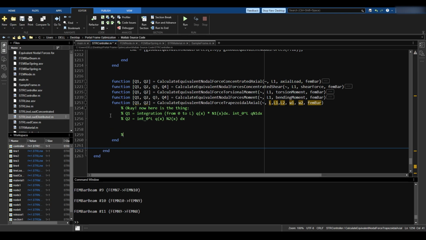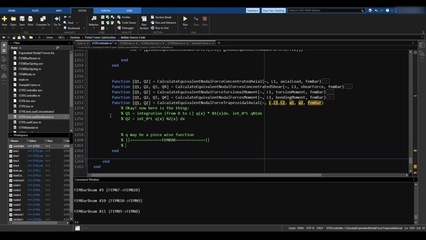The problem here is that Q may be a piecewise function. Why? Because this is the fembar. It starts here, fembar, and ends here. Now, I could have a load that doesn't necessarily start here. So here, no load. And then I could have a load here, and here, no load. I don't know where it starts. As a matter of fact, I do know, but what I'm saying is it's not always the full length, meaning that here I have L1 and here I have L2.